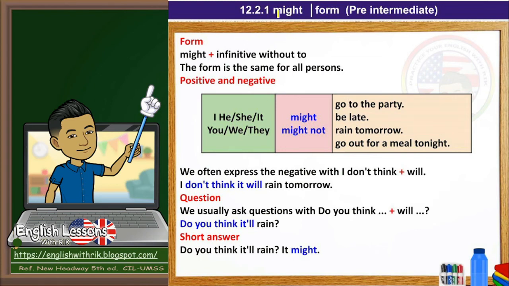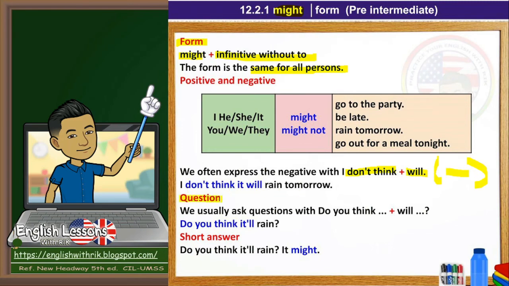Might. Form. We use might or might not plus the infinitive without to. The form is the same for all persons. Positive and negative. I might go to the party. He might be late. It might not rain tomorrow. We might not go out for a meal tonight. We often express the negative with I don't think plus will. I don't think it will rain tomorrow.